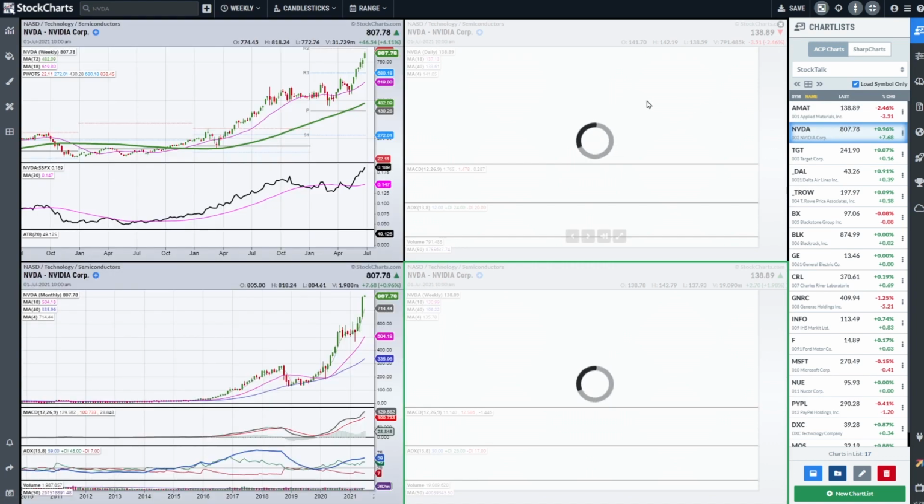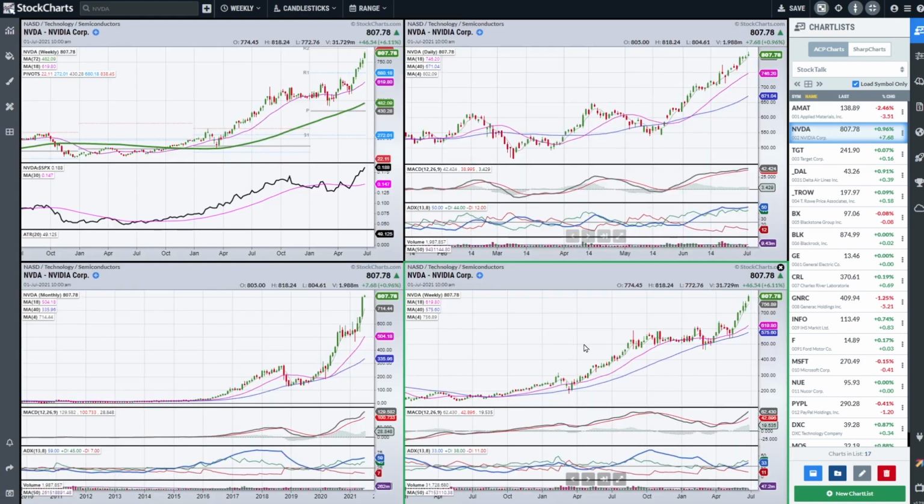Let's look at a different one, which is NVIDIA. Now, this was the first one out of the gate after the correction. It was the first one into a correction on the weekly chart.